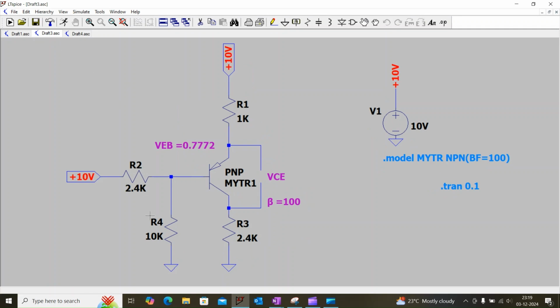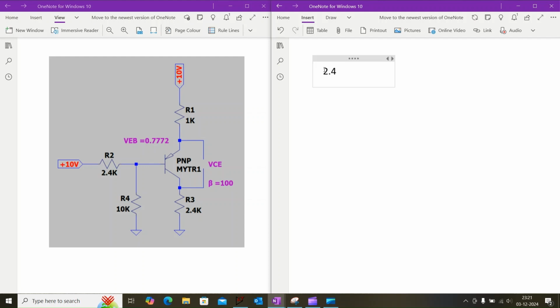As per this circuit, here 2.4k and 10k are parallel to each other. Here 2.4k is parallel with 10 kilo ohm. So the equivalent resistance is given as RTH equal to 2.4 kilo ohm times 10 kilo ohm divided by 2.4 kilo ohm plus 10 kilo ohm, which is equal to 1.94 kilo ohm.